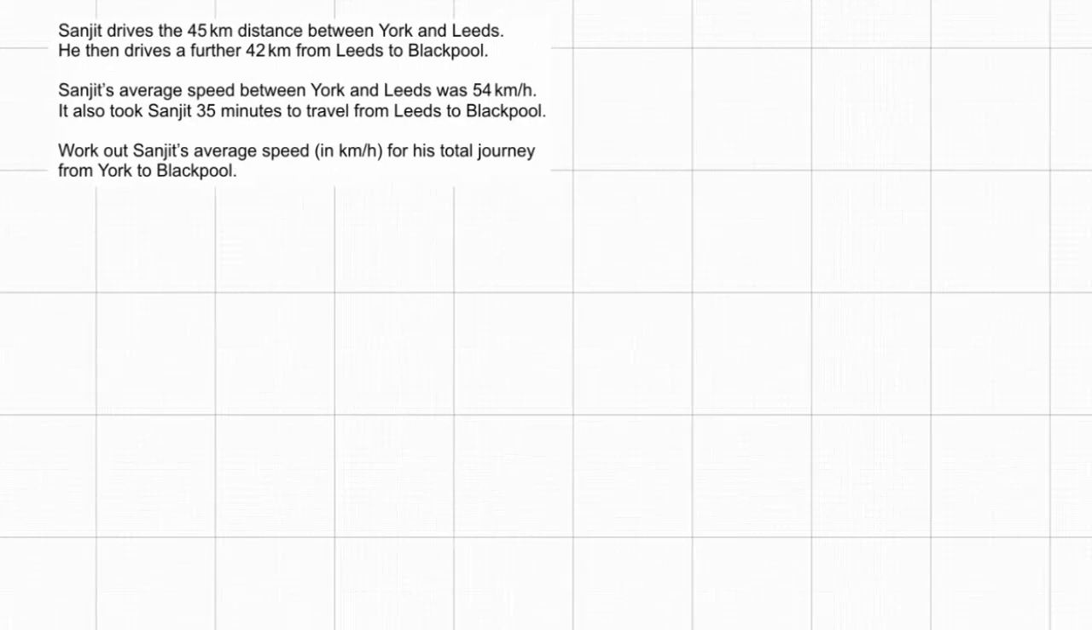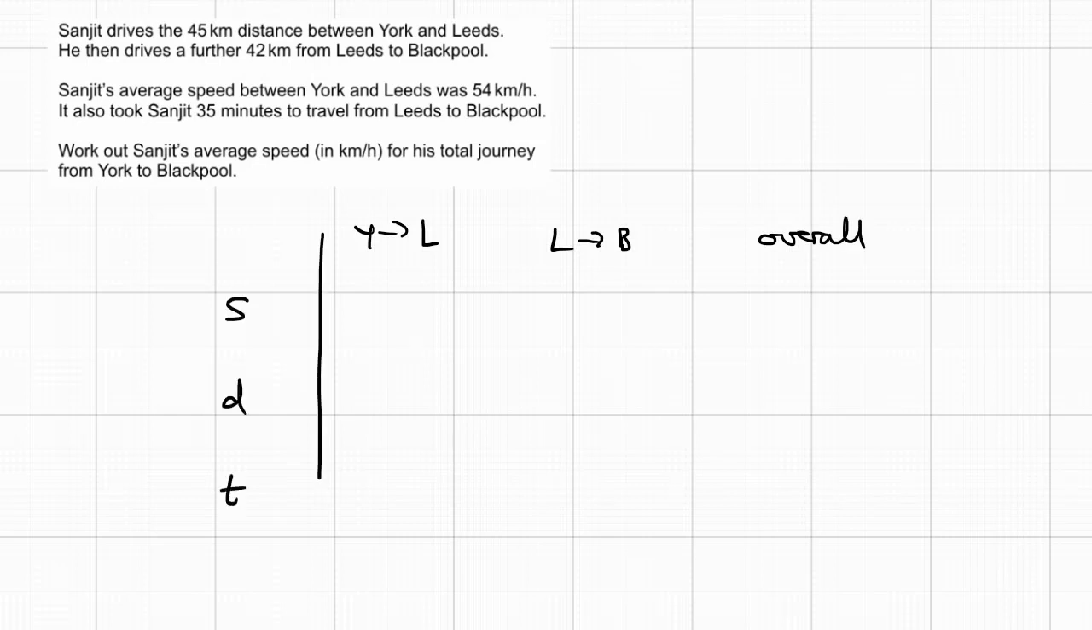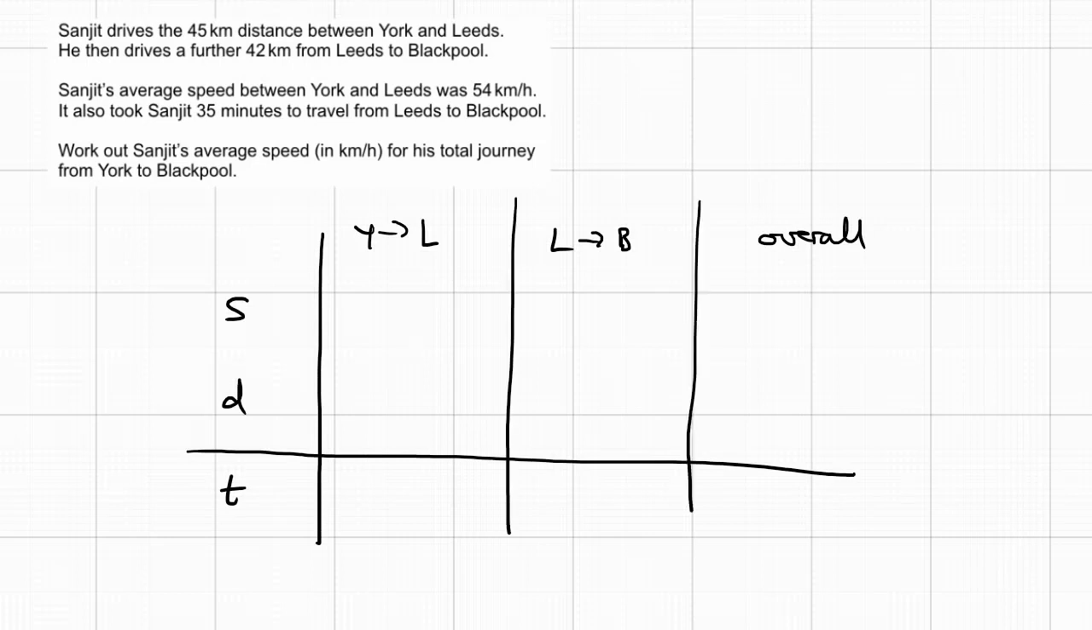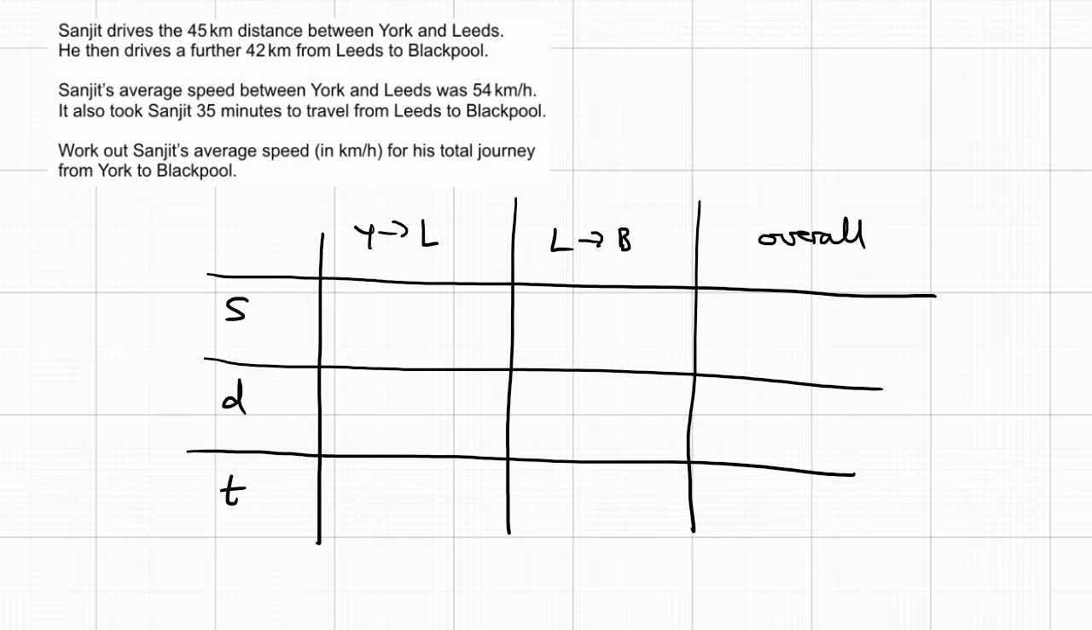Okay, this question, I'm going to set the table up. You might just want to pause it and see if you can finish it off. So we're going from York to Leeds, and then we're going from Leeds to Blackpool. Then we've got an overall. We've got speed, distance, time. Okay, my table is there. I'm just going to get my triangle back.